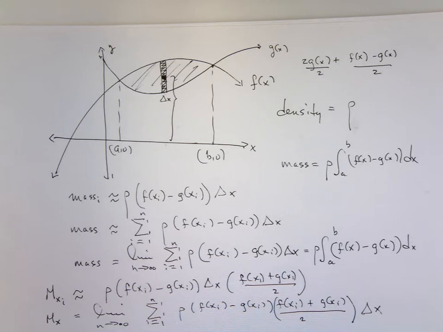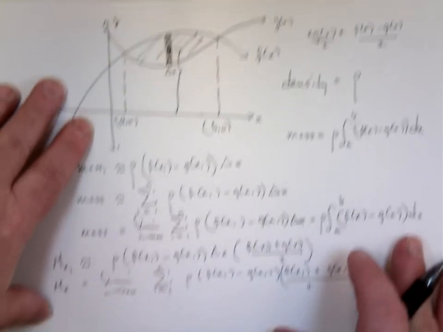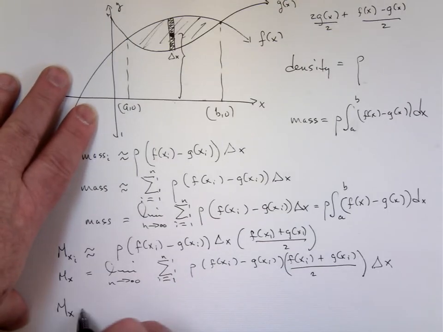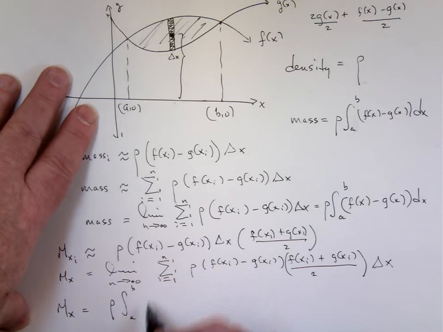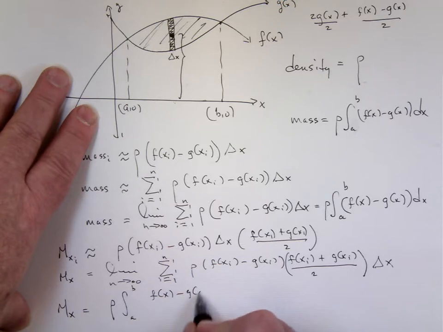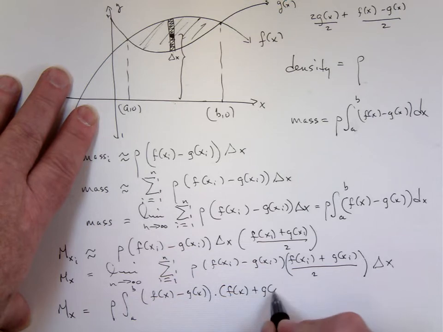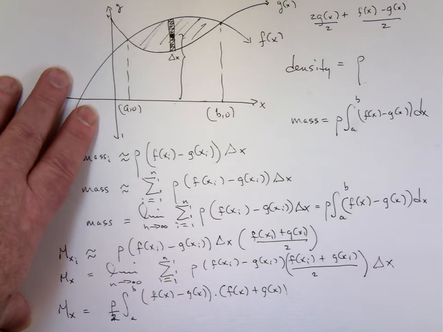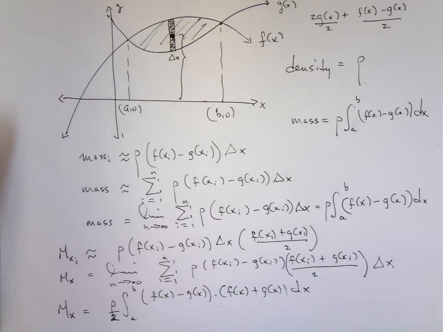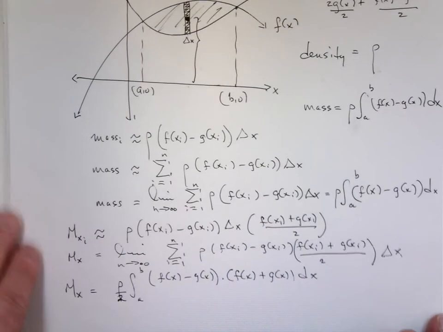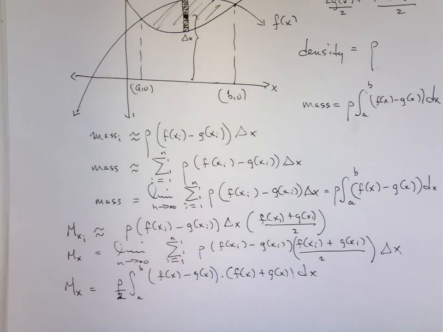What kind of sum do we have? A Riemann sum. The moment from the x-axis is equal to the integral, rho, from a to b of f of x minus g of x times f of x plus g of x divided by 2. So I can take the 2 out front, dx. That is the moment that this object generates from the x-axis. That moment is a tendency to revolve or rotate about the x-axis.